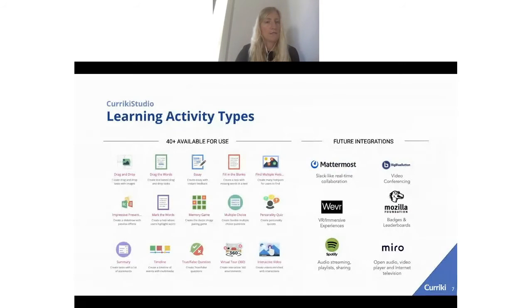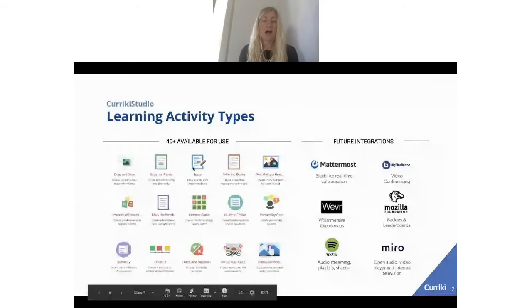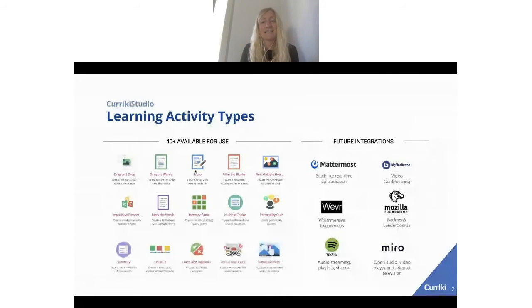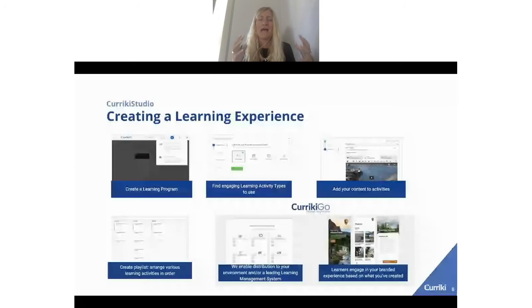So what you'll see in CurrikiStudio today is our 40 different learning activity types that range from a memory game to a 360 virtual tour, all the way to essays. And we have an eye towards future integrations of other learning activities that are representative of 21st century learning and critical thinking skills. So things like real-time collaboration, video conferences, badges and leaderboards, VR, AR, and these are going to be tools that are available for content authors to bring together and create really robust learning experiences that can blow kids' minds.